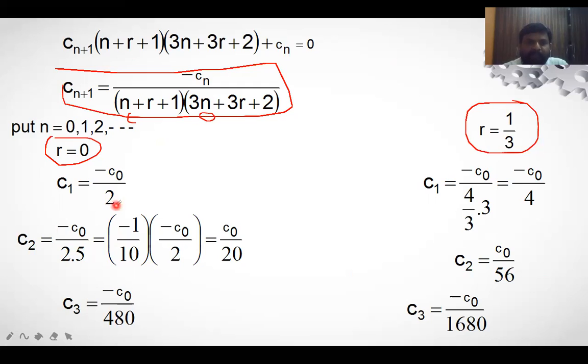Similarly again for the second term, put n equal to 1 and r equal to 0. If you are putting r equal to 0, this is 0 and this is 0. Whenever we are substituting n equal to 1, 1 plus 1 is 2, and here also 3 into 2 is 6, 6 plus 2 is 8. So here, substituting n equal to 1, this is 1, so 1 plus 2 is 5, 5 into 2, so that is 10. So that is minus c naught by 10.